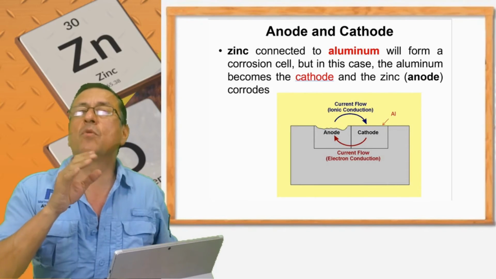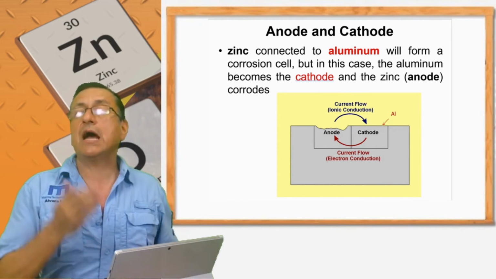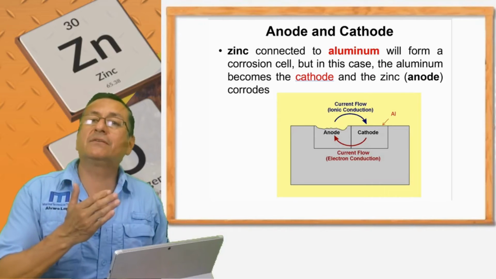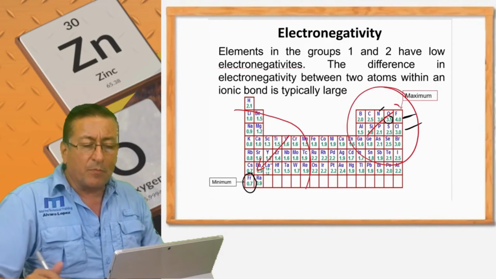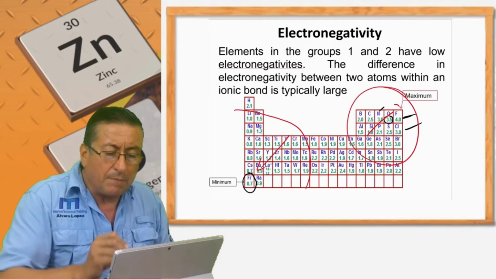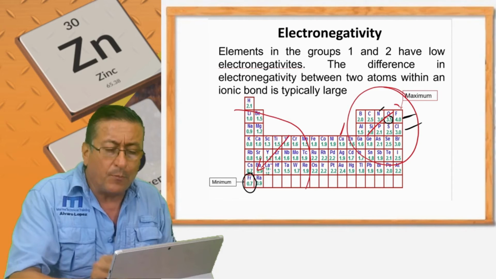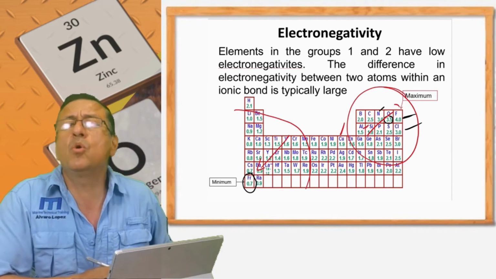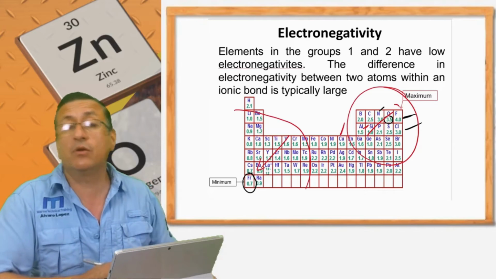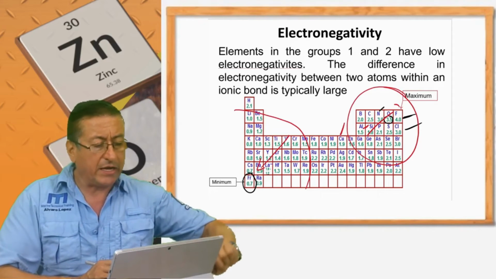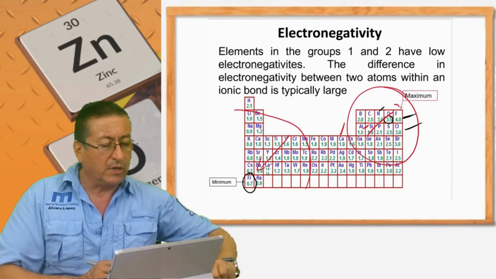What is the meaning of more noble? It is the element with more electronegativity that attacks the element with less electronegativity. Let me check the electronegativity of copper. Copper is 1.9 and aluminum 1.5. Who is more noble? Copper. Copper 1.9, aluminum 1.5. Okay, and now we are going to return to our example.